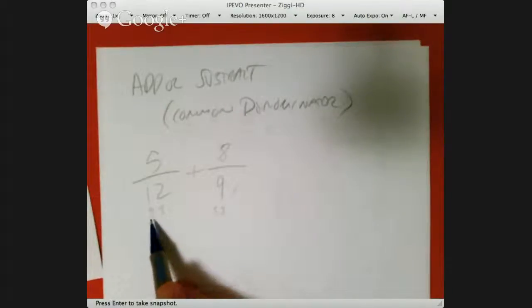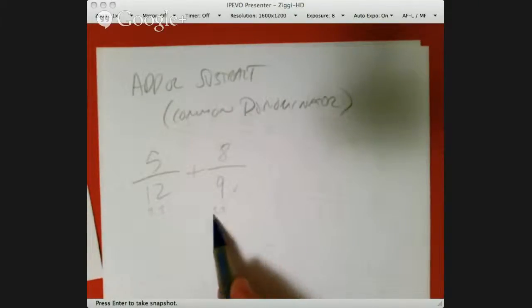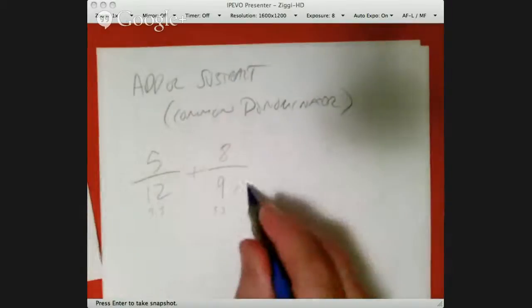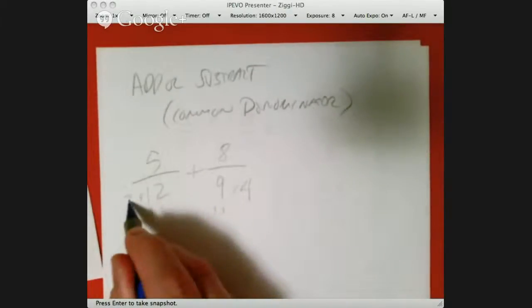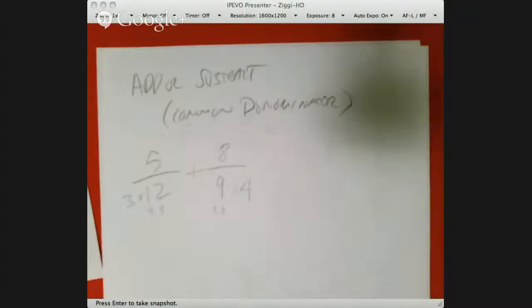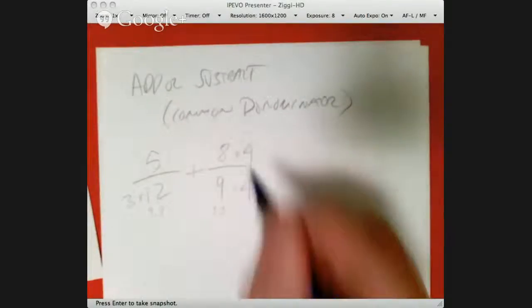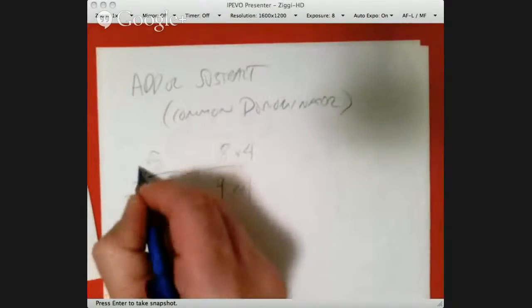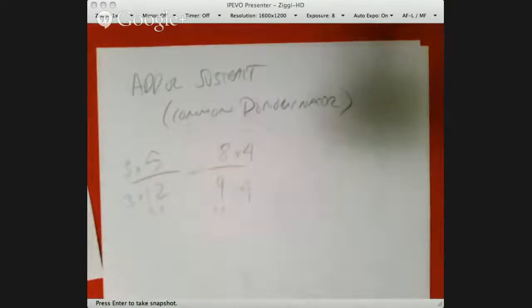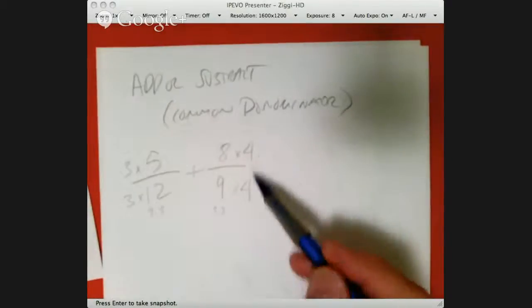So this has a 4 and a 3. This is a 3 and a 3, so it needs a 4. This one needs another 3. But again, if we're going to do that, we have to multiply the bottom and the top of the fraction by the same number so that we maintain its value. Because if I multiply the top and the bottom by 4 here, that's like multiplying by 1. And if I multiply the top and the bottom here by 3, also like multiplying by 1 because we have 4 over 4 or we have 3 over 3.